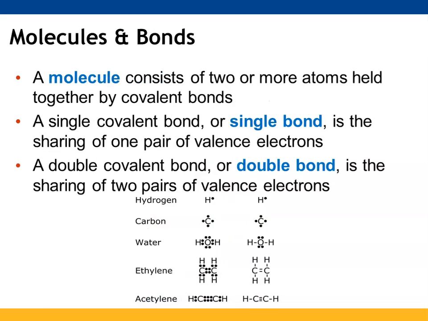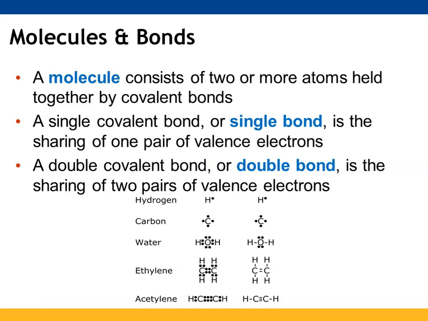Molecules are going to consist of 2 or more atoms that are held together by covalent bonds. Notice I did not say they had to be different atoms. In your study of chemistry, you most likely ran across your diatomic elements: nitrogen, oxygen, fluorine, chlorine, bromine, iodine, and hydrogen. Those are examples of molecules. They share their electrons covalently.